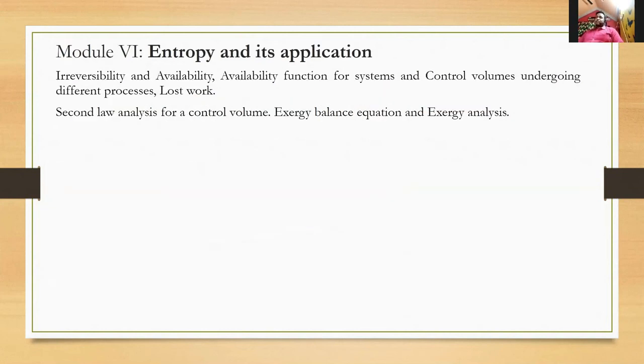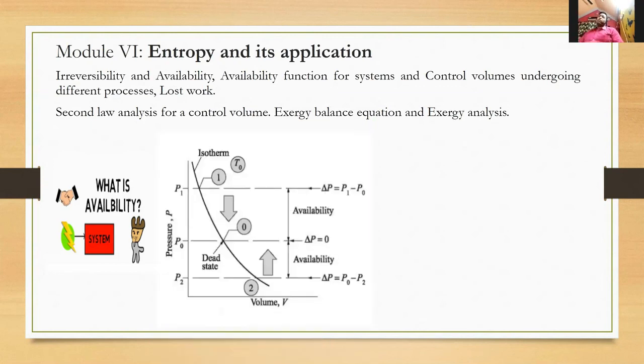In module 6, we'll go for the application of entropy, and we'll go through irreversibility and availability: the availability function for systems and control volumes undergoing different processes, and lost work. Irreversibility and availability is another important topic. Generally people ask what availability is. It's not a very simple term to discuss, but you need a complete understanding of entropy and of the second law to understand availability. Most importantly, we will go for the lost work.